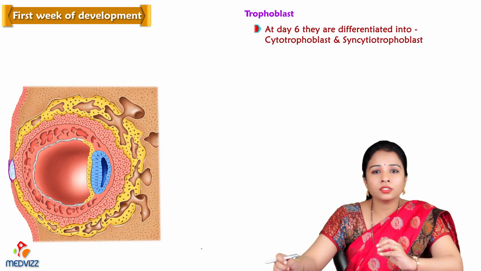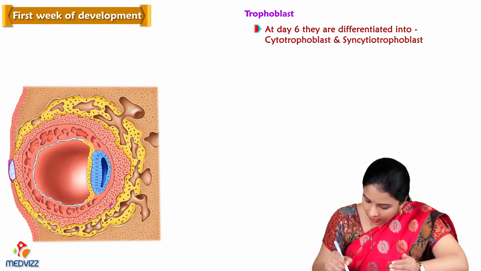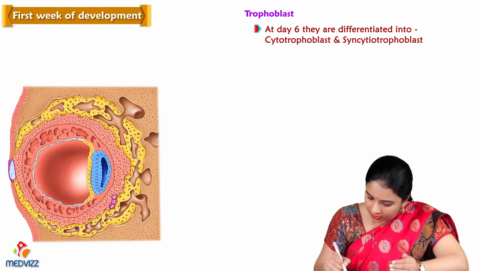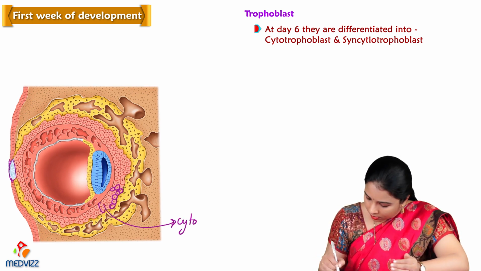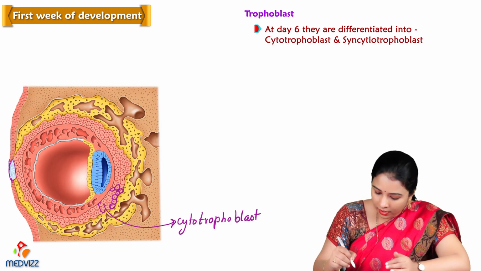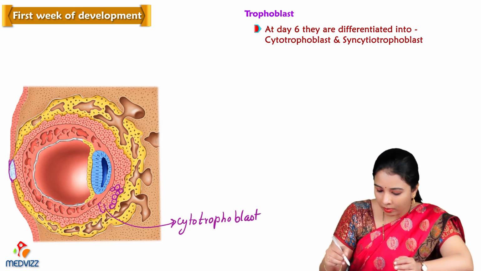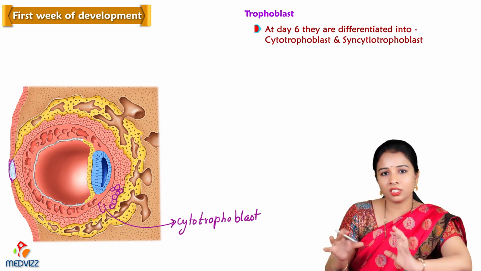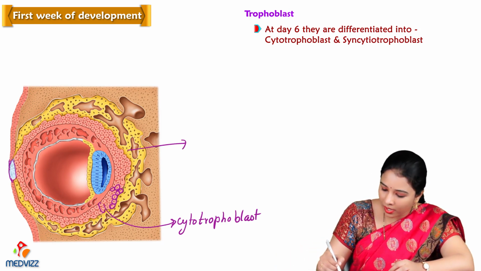The trophoblast cells get differentiated into the inner cytotrophoblast. So here the cellular layer which is present here, these cells are present individually. This layer is called cytotrophoblast. Whereas in the outer part of the layer, the cells start fusing with each other. So we are seeing there are no cell membranes here, only the nuclei are present in a jelly-like substance, which is called syncytiotrophoblast.